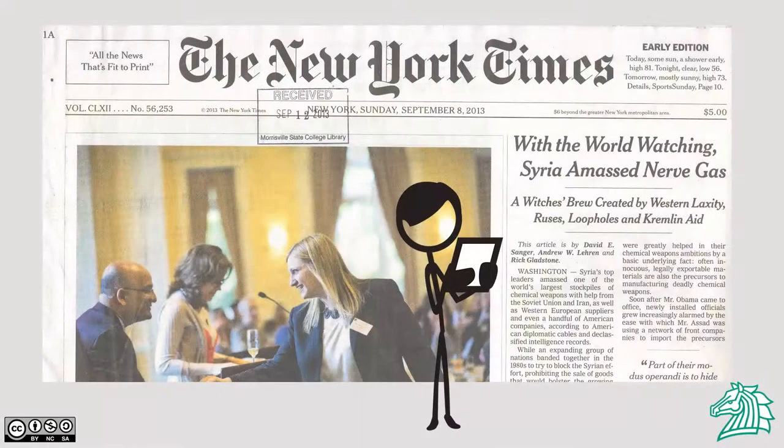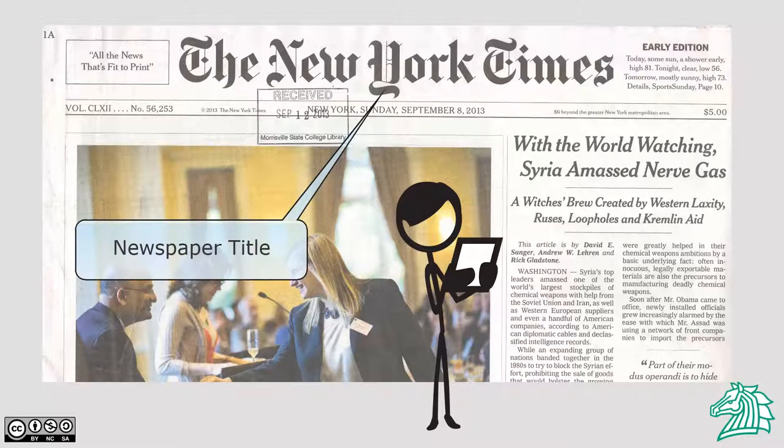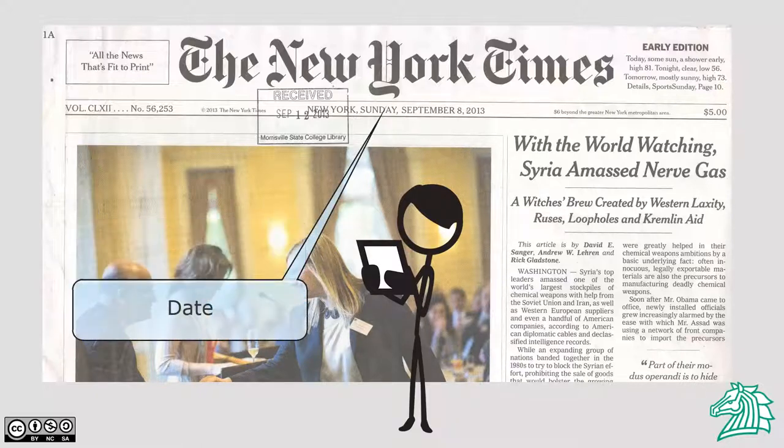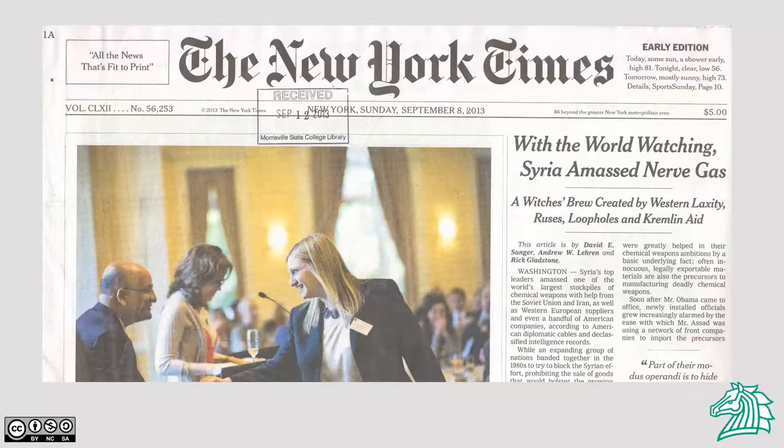We begin with printed newspapers. The first citation element you will need to look for is the title of the paper. This can be found on the front page at the top. This is followed by the volume number and issue of the paper and date of the publication found on that same page. The next set of citation elements can be found on the page your article is on.